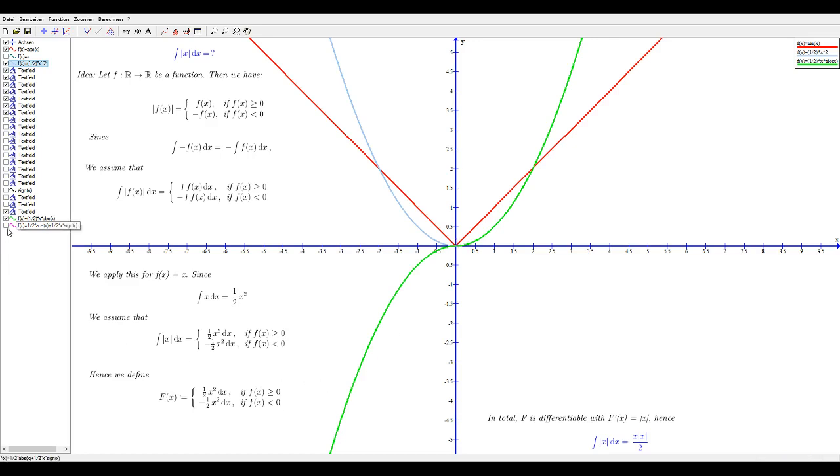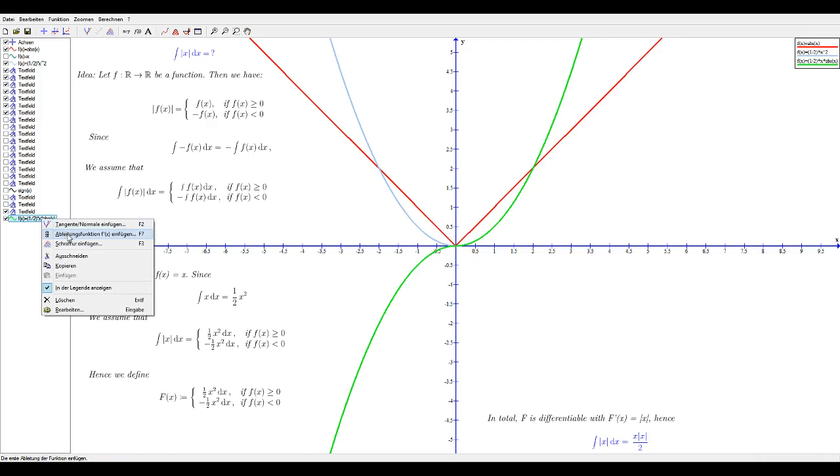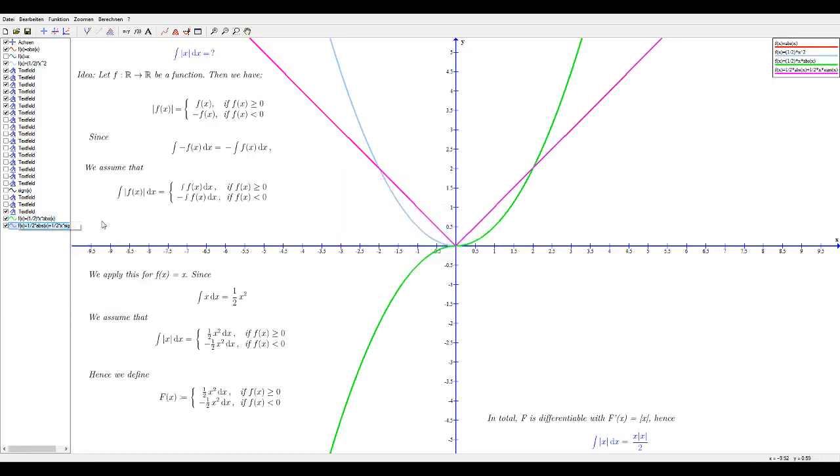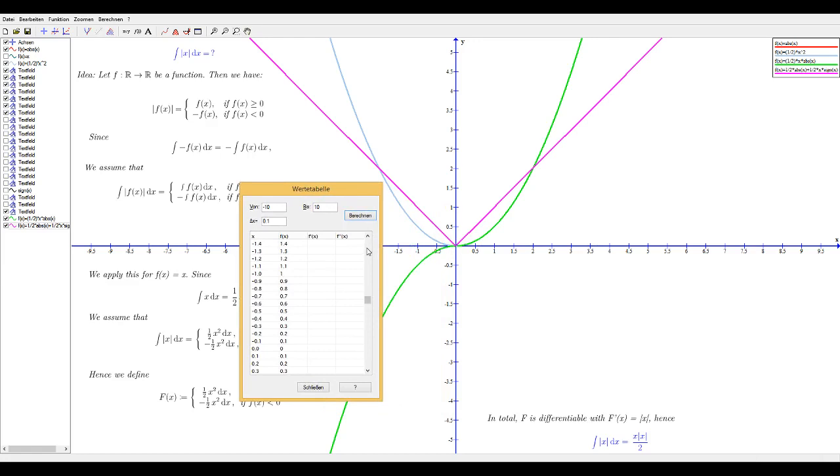And so we get this green function here. Let me delete this magenta function, go to this green function and add the derivative dy dx, and we add it in magenta. Then we see we do get the absolute value of x, right? This red and magenta function coincide. And if we click on calculate here, and then click on table for this purple function for the derivative of our capital F, which was x times absolute value of x divided by 2, if you look at the values, then you see that it's defined everywhere, and even at x equal to 0 here. At 0 it equals 0, this green graph, and so we are all right.